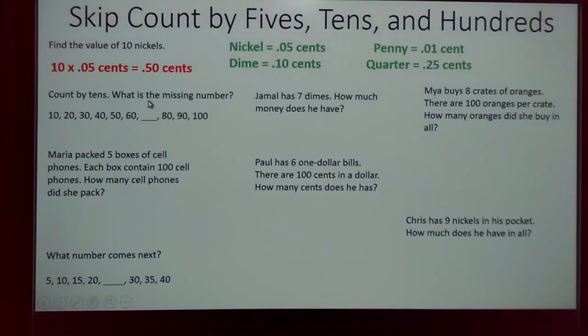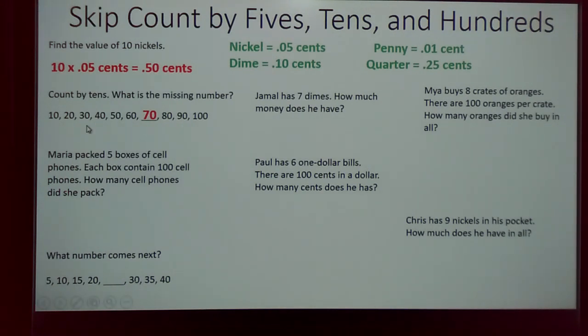Now, let's count by tens. What is the missing number? 10, 20, 30, 40, 50, 60, blank, 80, 90, 100. Well, if you know your numbers, you can say 1, 2, 3, 4, 5, 6, and what comes after 6? 7, add the 0, and you get 70. It's amazing how math is so much fun when you learn the techniques.